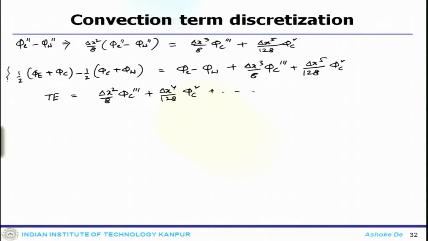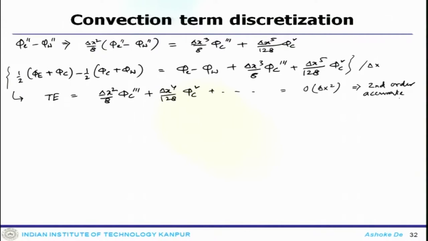So, when we divide by delta x, you get this truncation error, which essentially shows that the higher order term is of order delta x square. So, CD is second order accurate. That is what it turns out. So, CD becomes a second order accurate scheme.